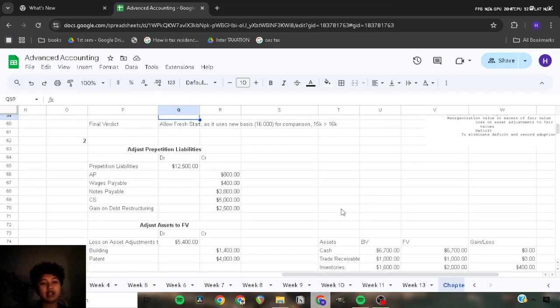For number two, we need to prepare journal entries. Okay, so then yes, they can reorganize the company, right? So what do they have to do at first? Accountants need to make journals, right, to adjust to this new organization. And so first we want to eliminate the prepetition liabilities, and what that means is that we want to eliminate these basically.